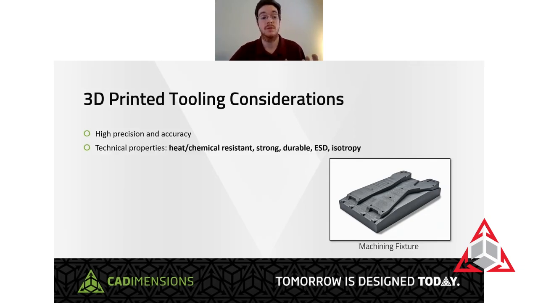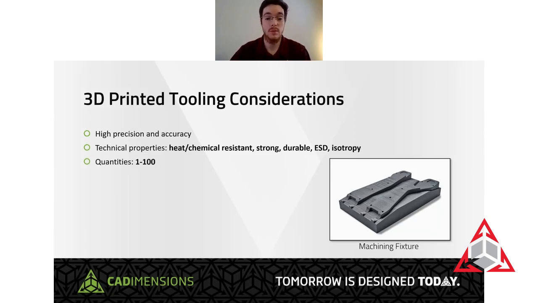What else? Technical properties. You might need heat resistance, chemical resistance. It might need to be very strong, very durable, non-marring, electrostatic dissipative, isotropic. Maybe you need it to be porous, which we'll see examples of. There are a lot of different considerations, and generally when I'm working with our customers, we run down a list. What do you need this tool to do? All right, I need it to achieve a temperature of 80 degrees C. I need it to have some elasticity to it. I don't want it to mar up my part, and I need it to be electrostatic dissipative. So we run through these considerations and narrow down which material, which technology would actually work.